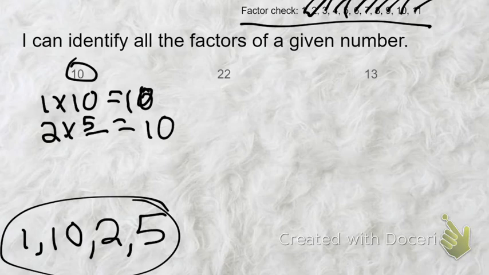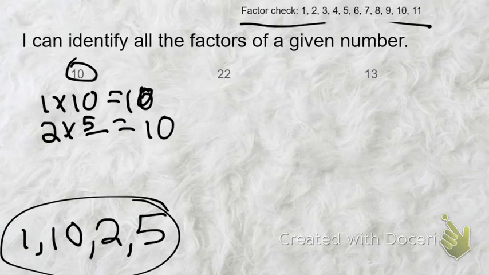If you wrote them in a different order, that is okay, as long as you have those exact numbers. And please remember to write them out and put a comma in between them. Okay, so now let's move on to this 22. Go ahead, pause the video, and see if you can find all the factors for the number 22.